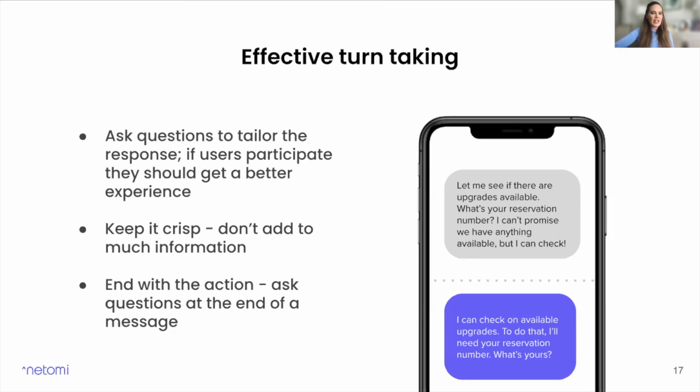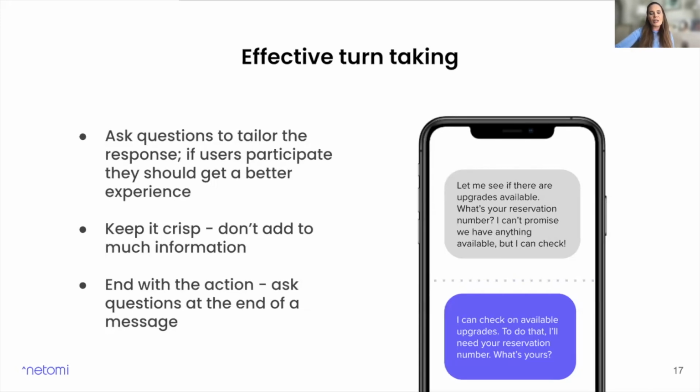We want to ask the question at the end of a message. So instead of this example on the top, "Let me see if there are upgrades available. What's your reservation number? I can't promise we have anything available, but I can check." If the user just reads the last few words, some people just skim the bottom, they're going to miss the prompt that we have.